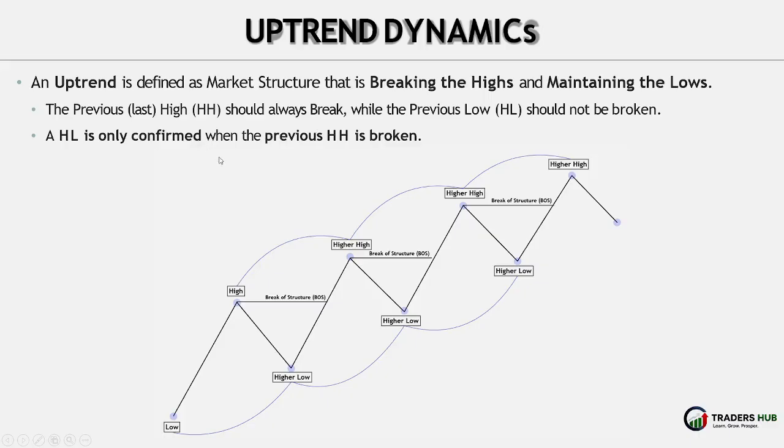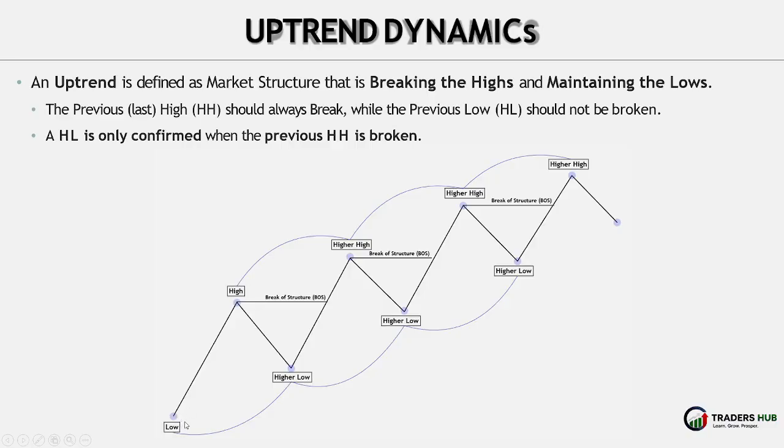The previous last high or higher high should always be broken, while the previous low or higher low should not be broken. Okay? The higher low is only confirmed when the previous high or higher high is broken. Now, once the price printed this high, we anticipate that the price will move lower and form a new higher low. But on this retracement, the price should never go beyond this low.